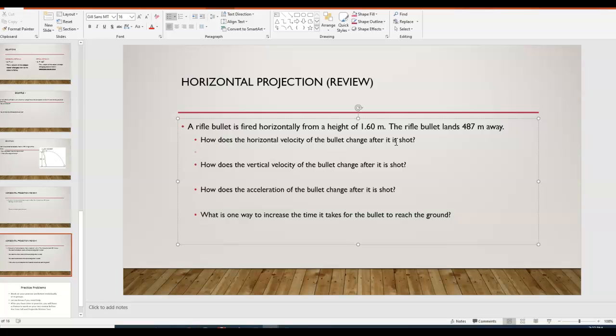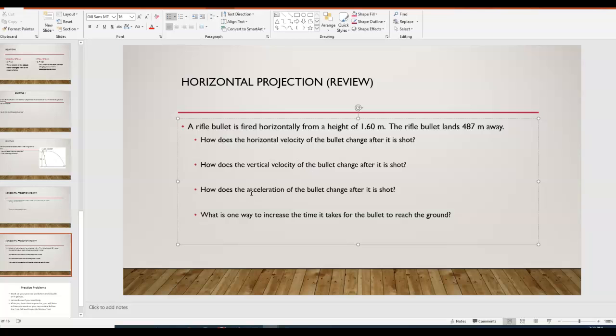Remember, in the horizontal motion, you have constant velocity, because the only thing causing any acceleration is gravity, and gravity acts down. So the horizontal velocity of the bullet is not going to change. It's going to remain constant after it's shot. The vertical velocity of the bullet is going to change, because acceleration due to gravity means the bullet is accelerating down, and so the vertical velocity is going to decrease, because it's going to change by negative 10 meters per second each second.